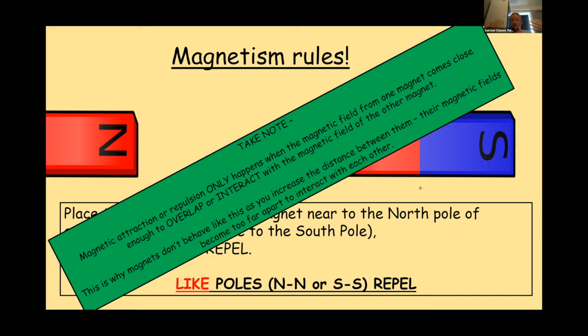I don't have to bring the magnets close enough to touch for their fields to overlap and for them to attract or repel, which is why you can get a magnet to either move along a table by holding one underneath and pulling it along, or pushing it with the like pole on the other side. But they do have to be close enough for their fields to overlap. This is why magnets don't behave like magnets as you increase the distance between them. If the magnetic fields are too far apart to interact with each other, then no force is felt.